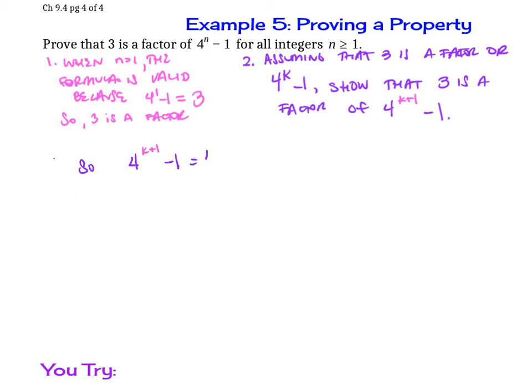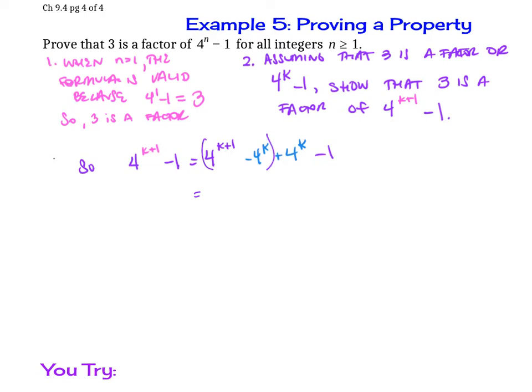So what we're going to do here is we have 4^(k+1). What I'm going to do is subtract 4^k and add 4^k and then minus 1. So notice that the negative 4^k plus 4^k is 0. So I'm really not changing anything, I'm just putting something in here. Now, the reason why I'm going to do that is because I'm going to factor by grouping.